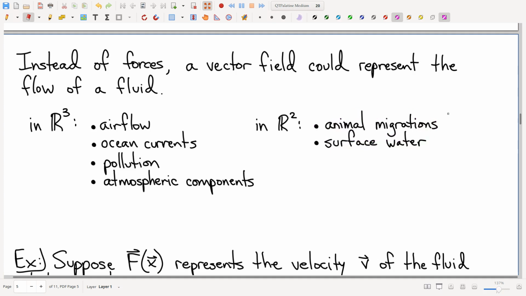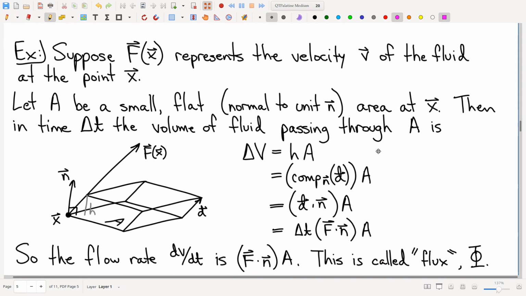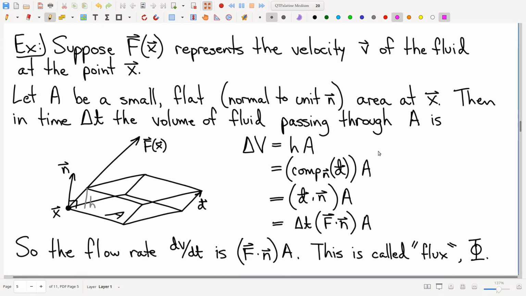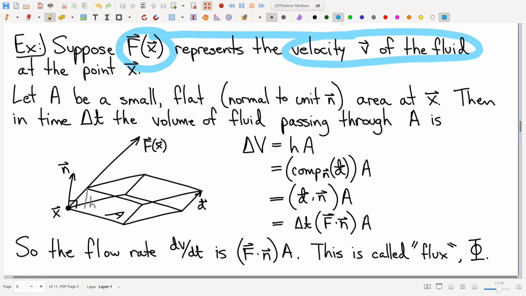All right. So here is a really important computation to understanding vector fields as representing fluid flows. We're going to ask what I consider to be a very natural question. Suppose that you have a vector field that represents the velocity of the fluid. So the vector field points in the direction the fluid is flowing, and the magnitude of the vector field represents how fast the fluid is flowing in that direction.